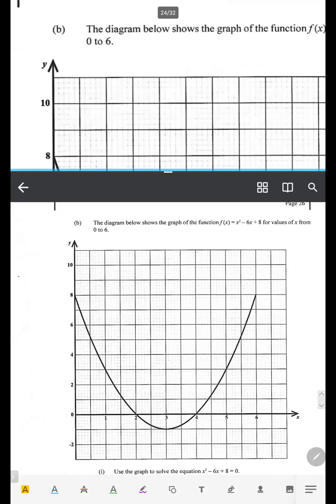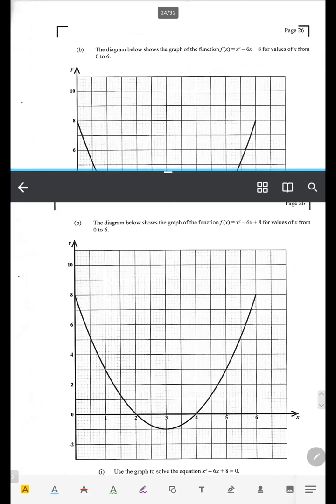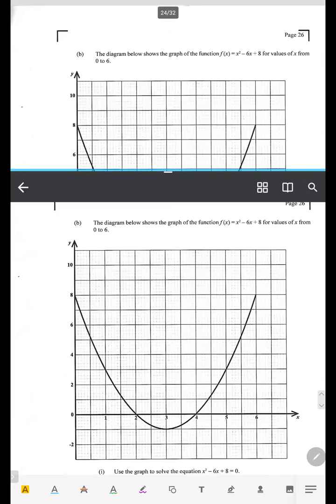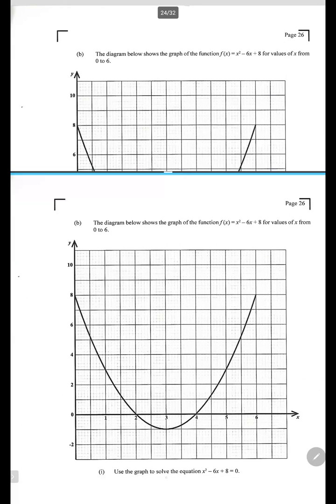So next question gives us this thing. All right, so that is the function right there. This question said the diagram below is a graph of function f of x equals x squared minus 6x plus 8 for values of x between 0 and 6, right? So values of x between 0 and 6 is the domain down here.